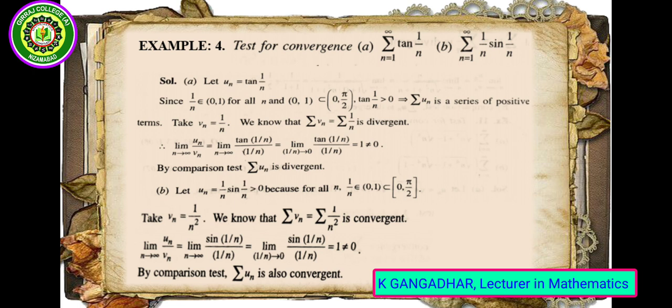So next problem, sigma 1 by n into sin 1 by n. So here Un value is 1 by n sin 1 by n.